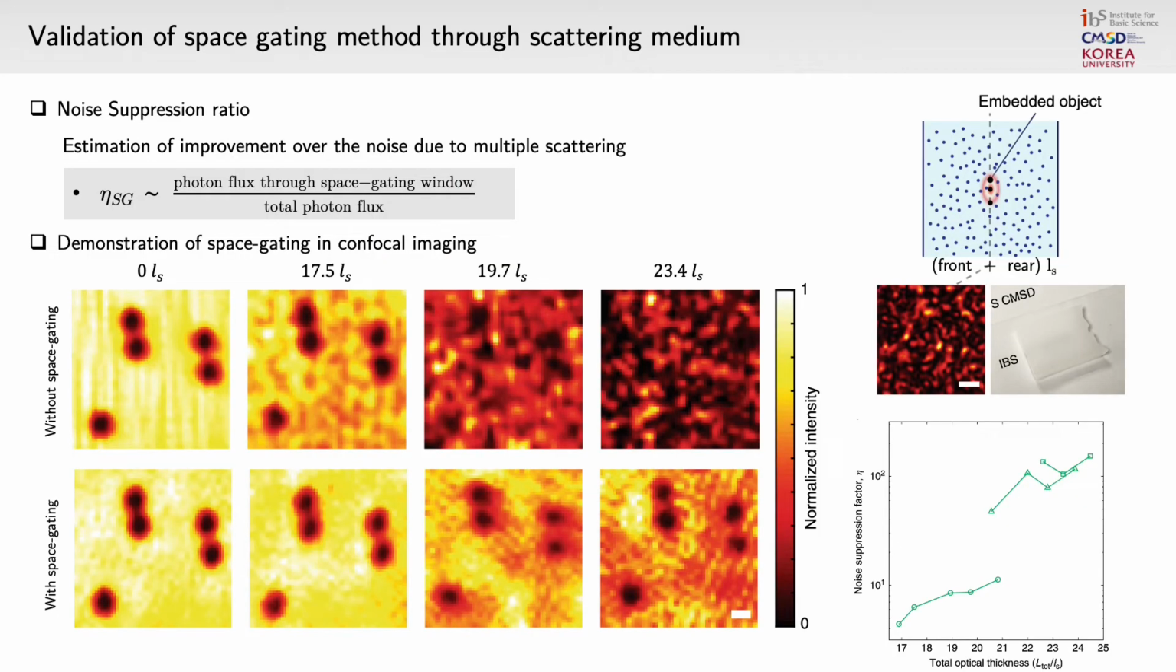In order to prove the performance of our technique, we provide a useful factor called noise suppression ratio, which is an estimation of improvement over the noise due to multiple scattering. Such a factor increases up to 100 times better as the total optical thickness increases, where we used a light-absorbing target embedded between front and rear scattering media. Without space gating, the results show that the images suffer from severe degradation, whereas the images contain visible objects with space gating.